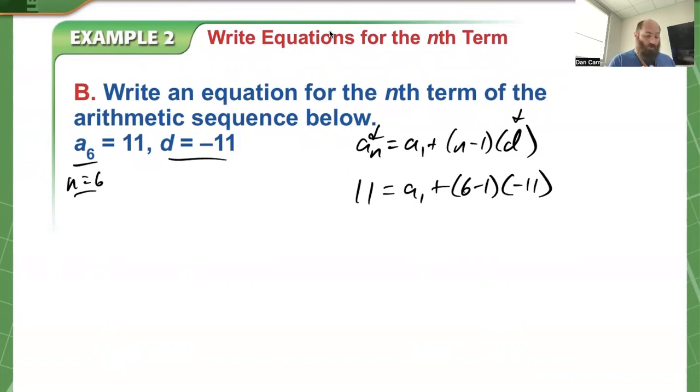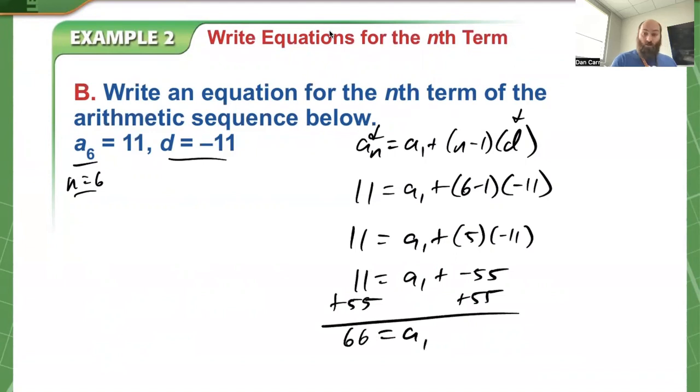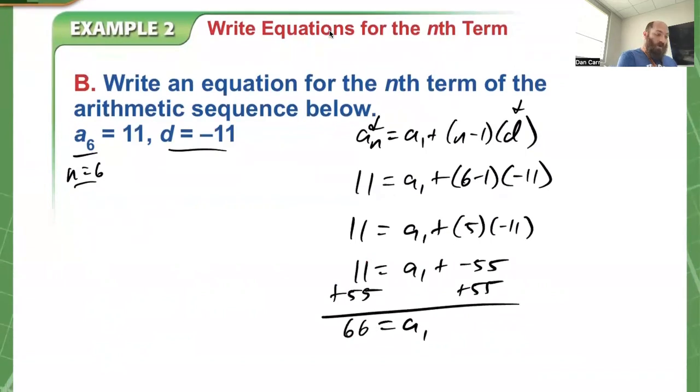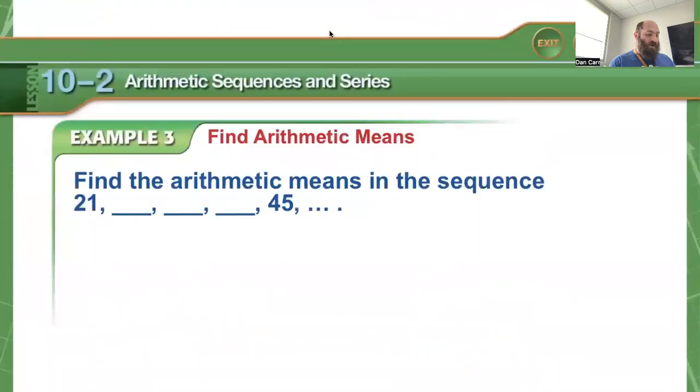Now we just have to do a little bit of algebra. So 11 is equal to a sub 1 plus this will be 5 times a negative 11. A sub 1 plus a negative 55. So we add 55 to both sides, and I get 66 is equal to a sub 1. So now I have enough to write my equation. I can do a sub n is equal to 66 plus n minus 1 times a negative 11. Okay, so that's my arithmetic sequence equation there.